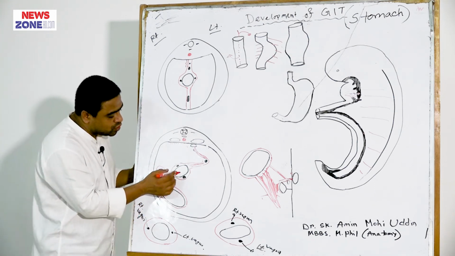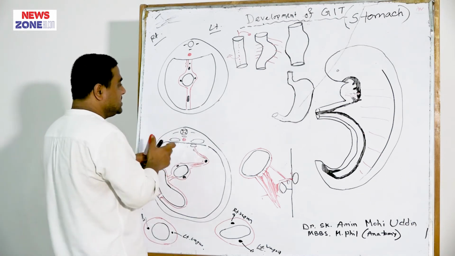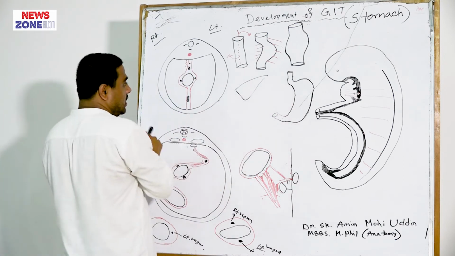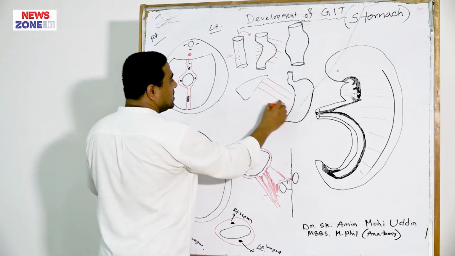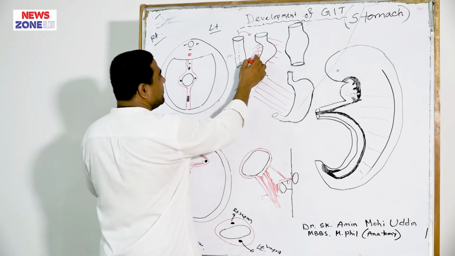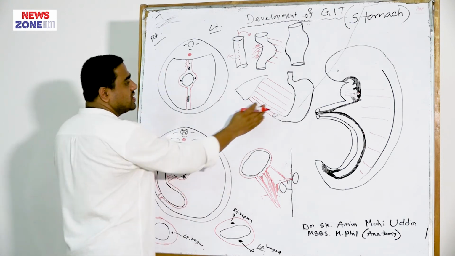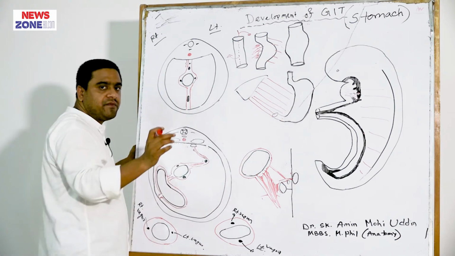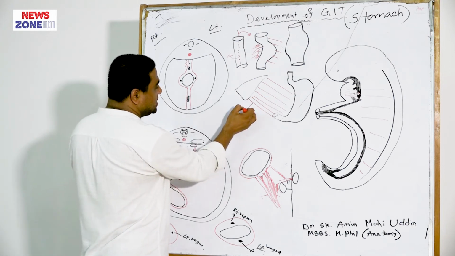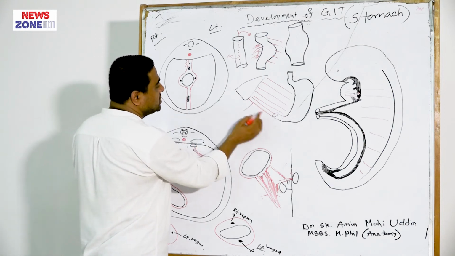The portion of the ventral mesentery between the stomach and the liver becomes the lesser omentum. Here is the liver, and this is the lesser omentum, which connects the lesser curvature of the stomach. So it is the ventral mesentery. This forms the lesser omentum, which connects the stomach and the proximal 2.5 centimeters of the first part of the duodenum to the liver.